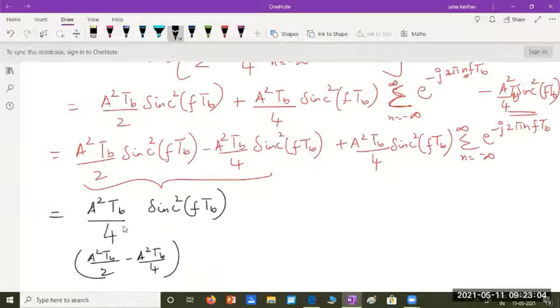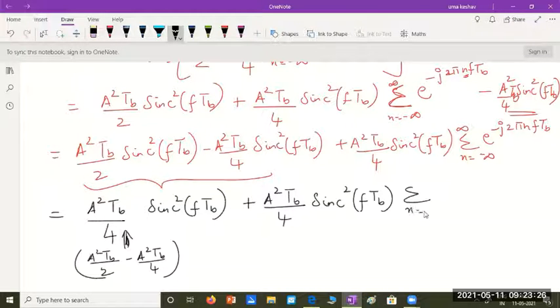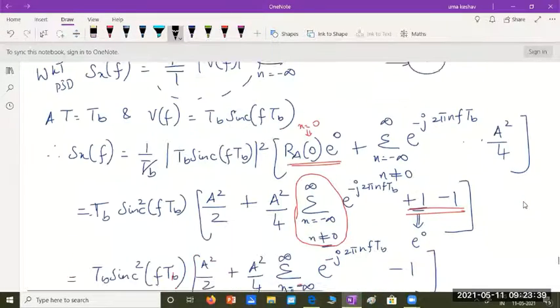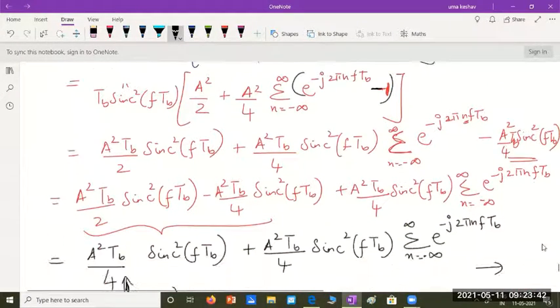The second term is common. So when I subtract this, I'm going to get a square TB by 4, right? It's direct. The second term is a square TB by 4 sinc square fTb and summation n is equal to minus infinity to plus infinity e to the power of minus j2 pi n f Tb. Let me call this equation number 6.